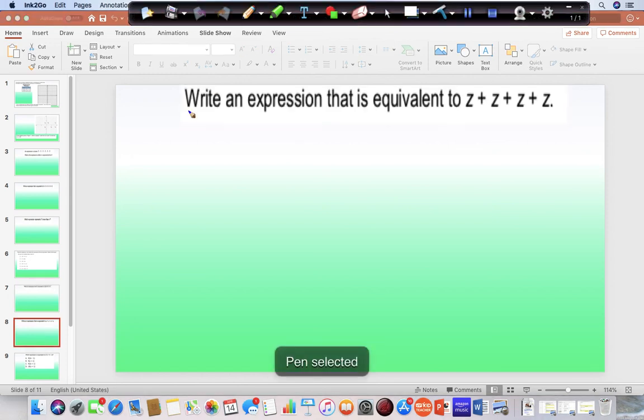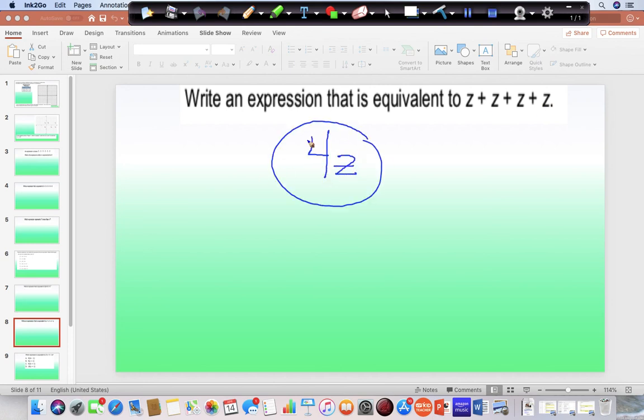Okay, it says write an expression that is equivalent to z plus z plus z plus z. Well, there are 4 z's, so our answer is 4z.